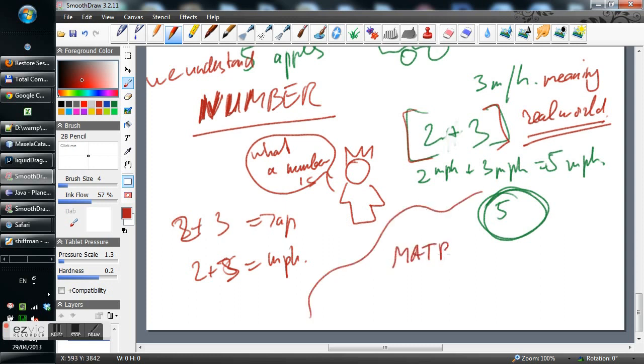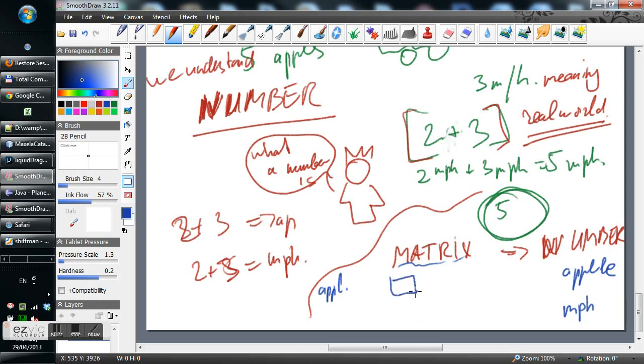But with matrices, it's something similar. Matrix is an abstract concept, like number. And in order to understand what it is, we need to know applications. The application of a number can be apples, or an application of a number can be miles per hour. And we know how to manage both of them. However, the applications of matrices are a little bit different.